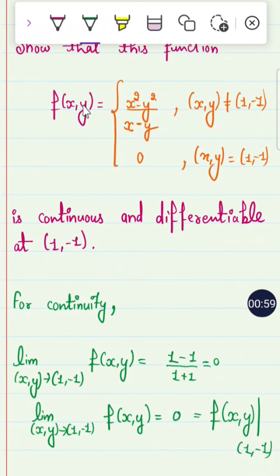when we take x as 1, then 1 square is 1 and minus y square is minus 1 whole square, which is 1. So 1 minus 1 becomes 0 upon 1 plus 1, which is 2, then 0 upon 2 is equal to 0. So at the limit x comma y tending to 1 comma minus 1, the function's value becomes 0, and the given function is described at the interval x comma y equals minus 1 comma 1. This is also 0. So the function is continuous.